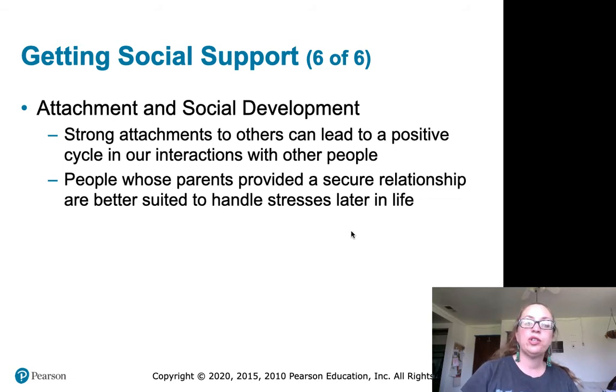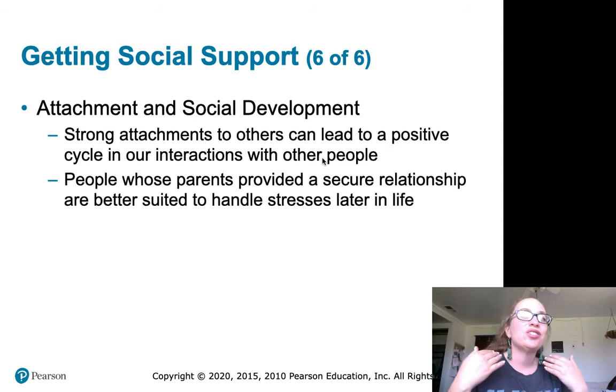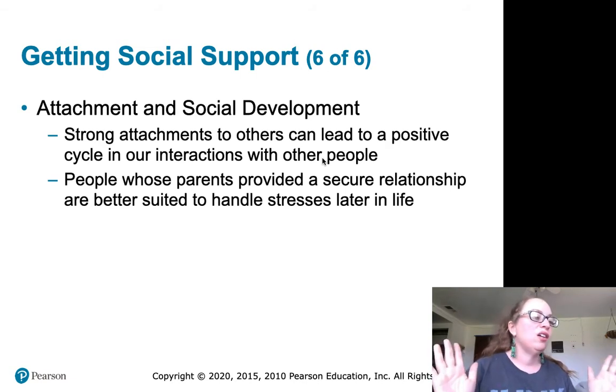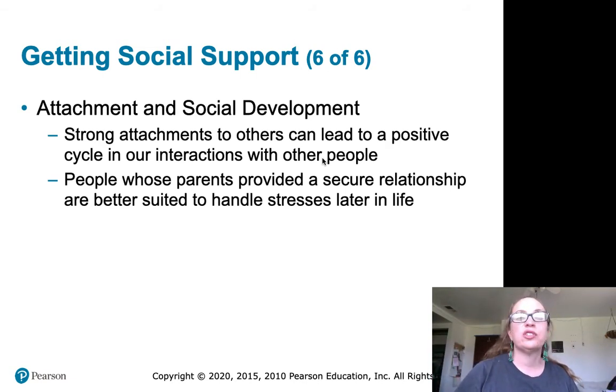So strong attachments to others can lead to a positive cycle in our interactions with other people. If we are socially isolated, then that starts this cycle into becoming more socially isolated. But if we are more socially active, then it will start to build up to a more positive group of social support. And so that's one of the reasons why we tell people just get out there. Even if all you do is talk to one person and nothing comes of it, just get out there, because that will start creating this energized cycle of social interaction.